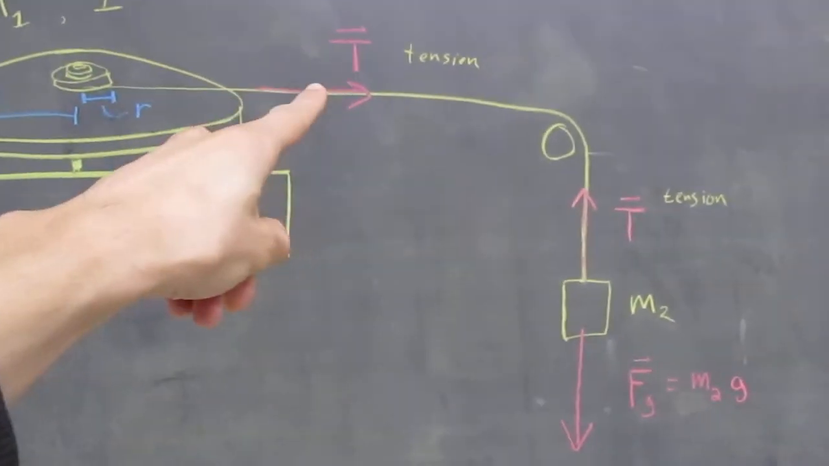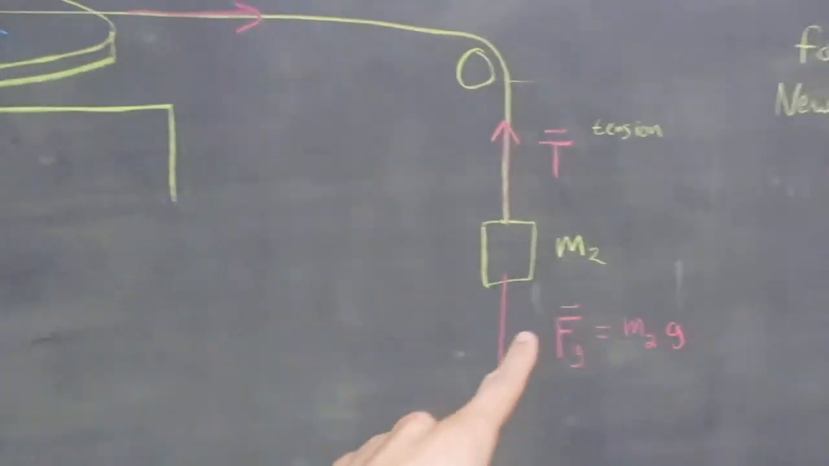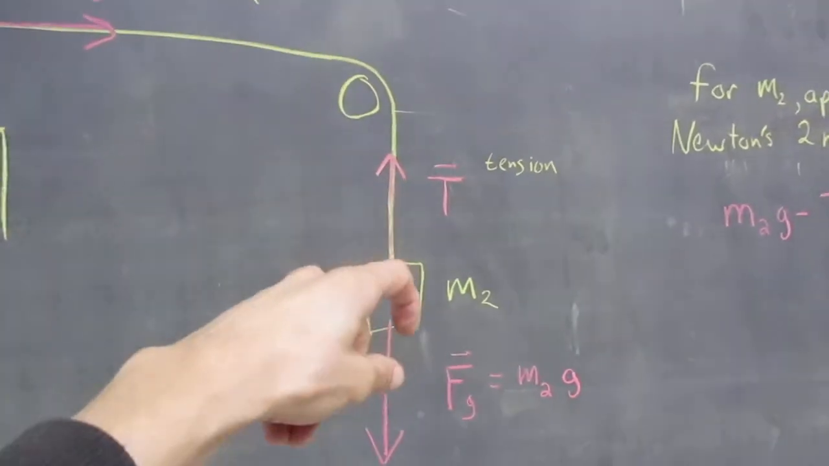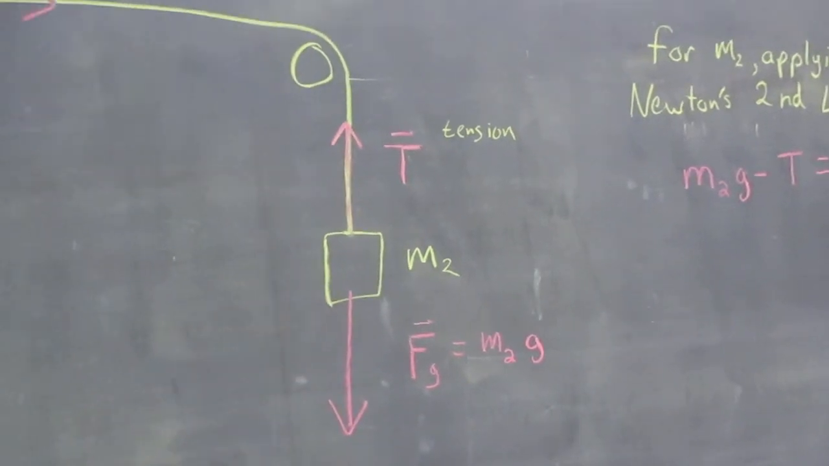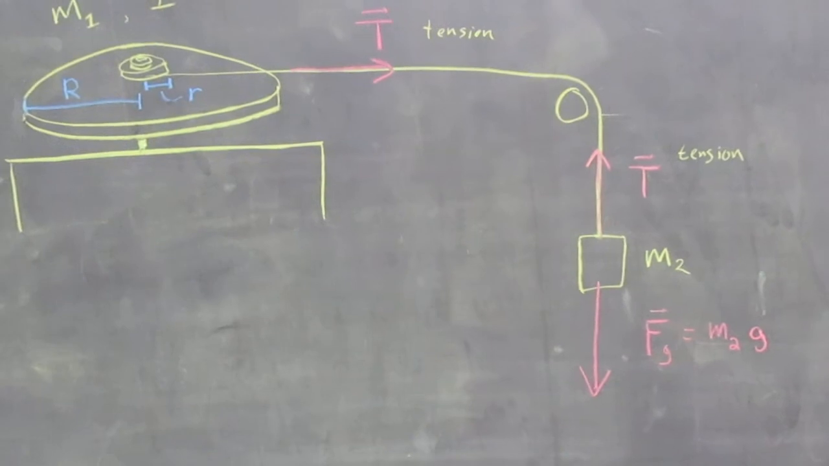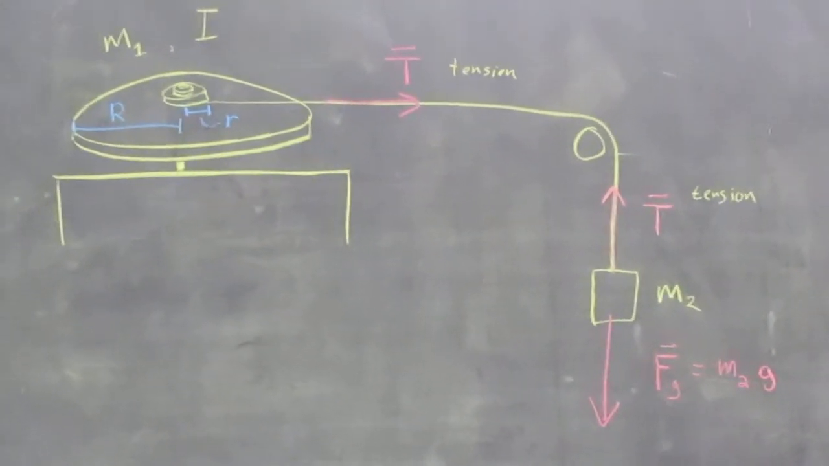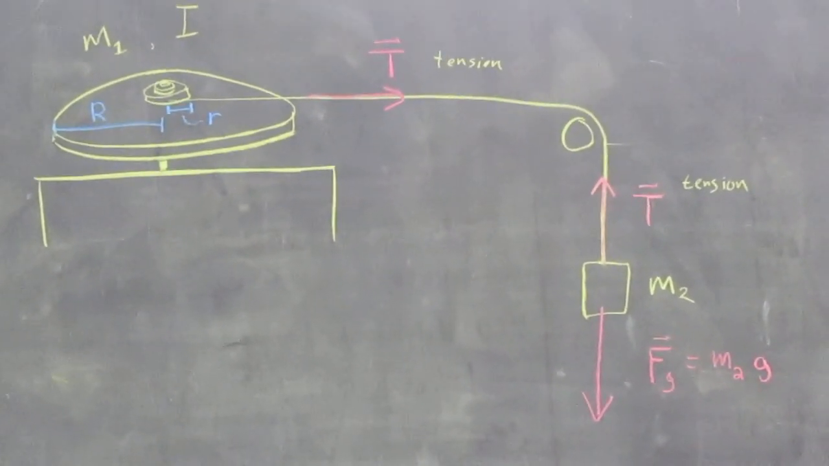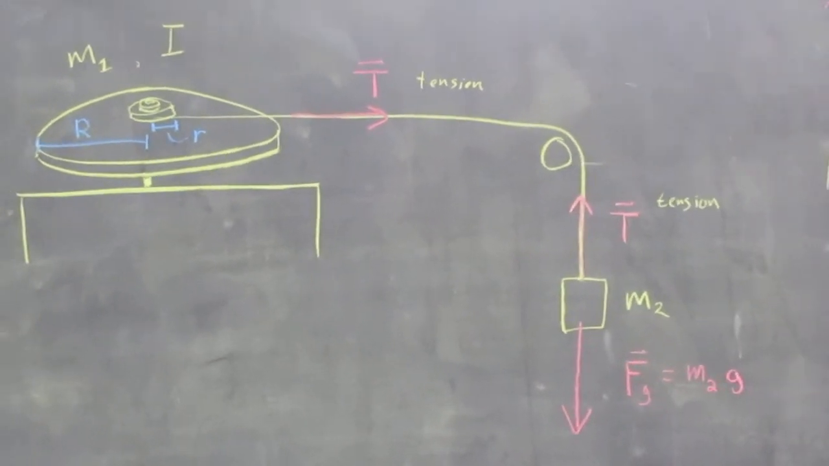We have a tension of the string here, and we have a tension of the string here, and then we have the force of gravity pulling down on this weight, which is causing the acceleration. And that acceleration we want to both measure and predict, and we're going to compare our experimental data with the theoretical data.